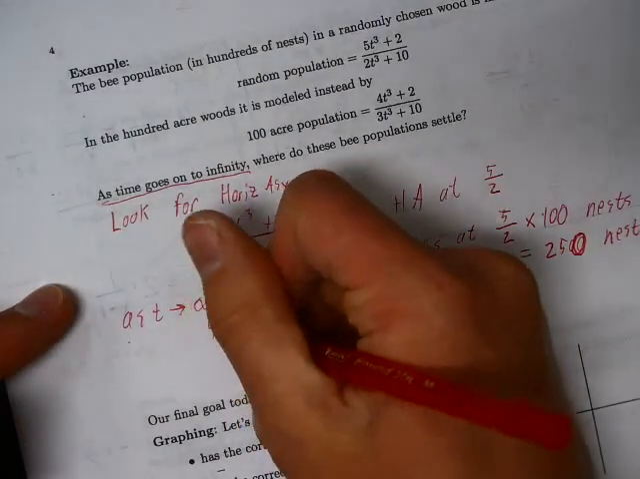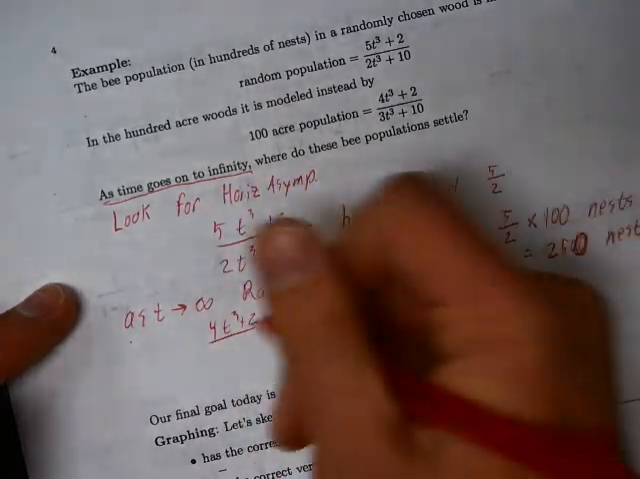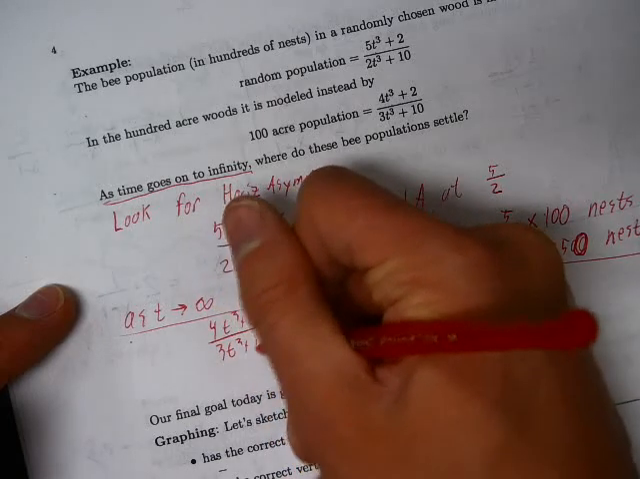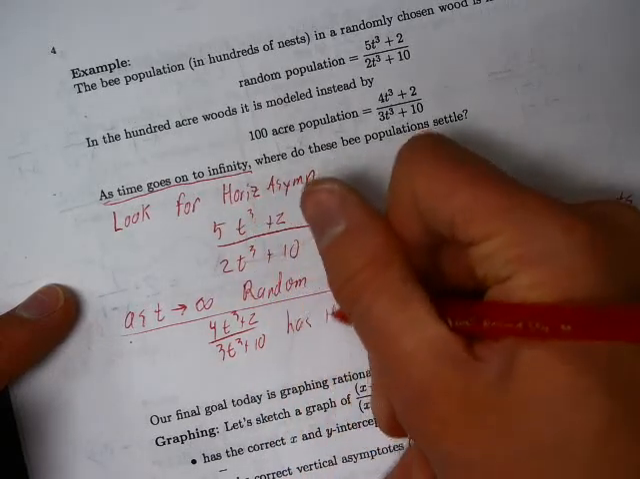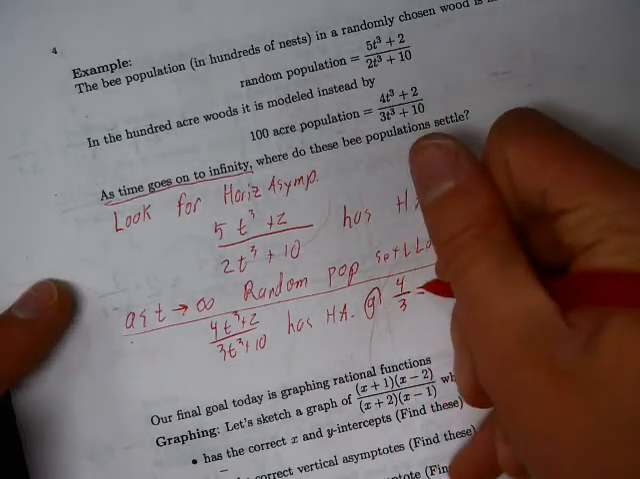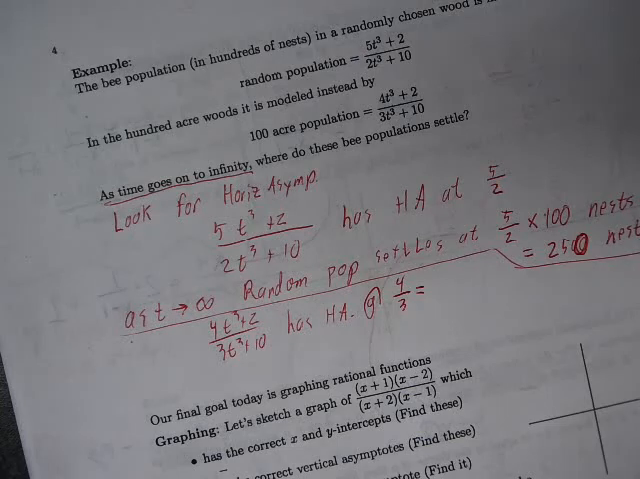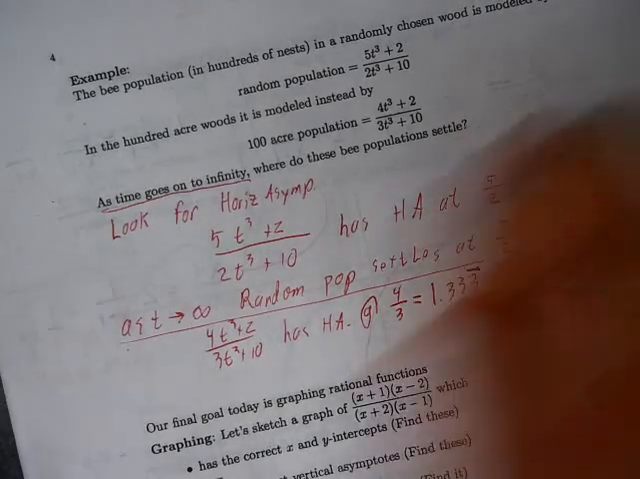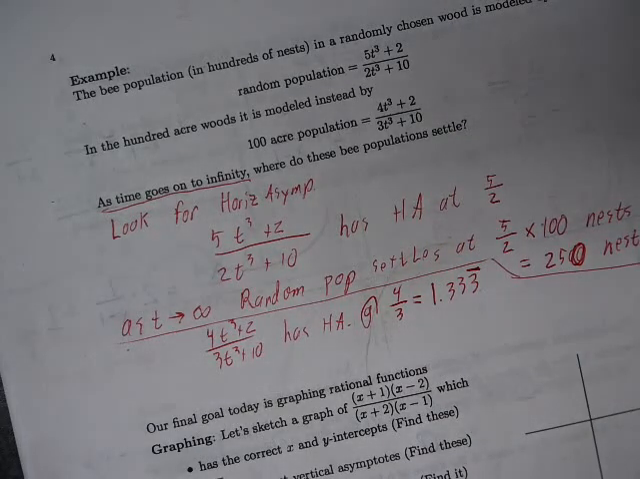Yeah, so (4t cubed plus 2) divided by (3t cubed plus 10) has a horizontal asymptote at 4 thirds, which is like an actual applied problem. What's the decimal approximation of 4 thirds? 1.3 repeating. So I guess that's not even an approximation, that's exact. Cool, so what does the population in the 100-acre woods settle towards?